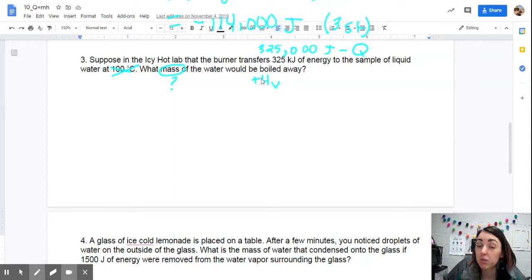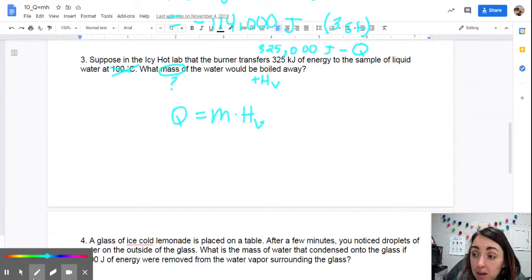These are the steps I go through when I solve a problem, and they're going to help you. So I know Q, I know H sub V, I need to solve for M. Remember, this is your equation: Q equals M times H sub V. I know Q, I know H sub V, and this time I'm solving for M. So a little bit of algebra for you. Hit pause and come back when you got it.